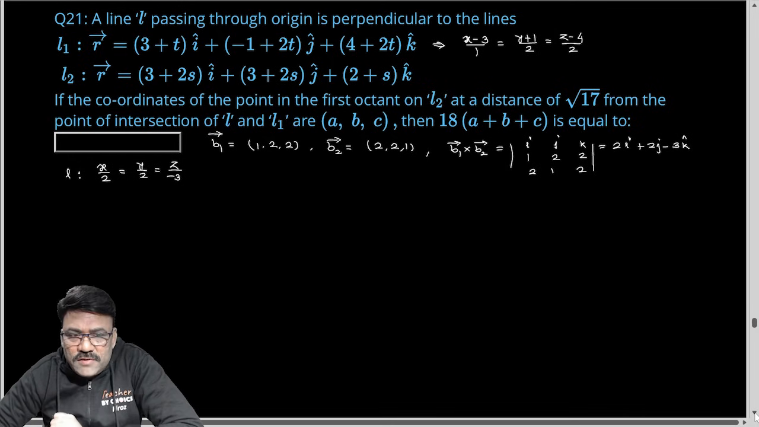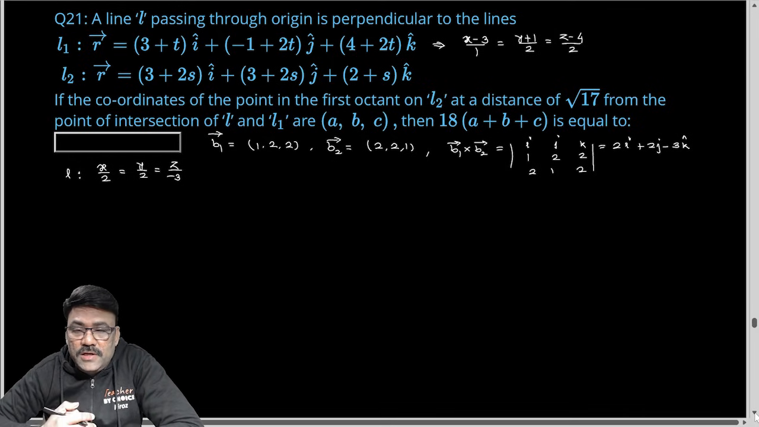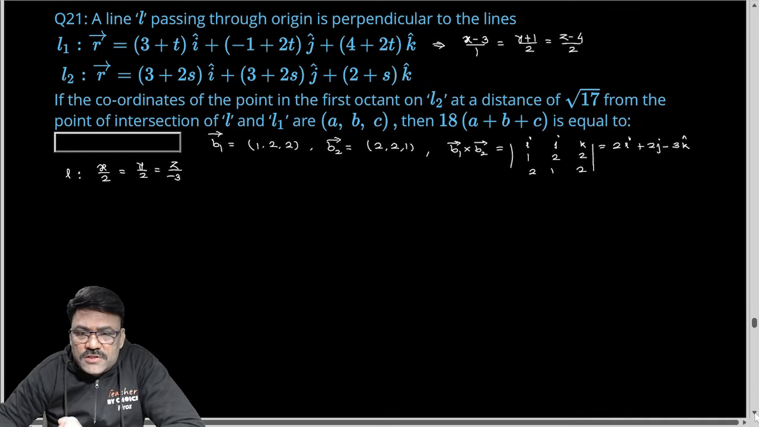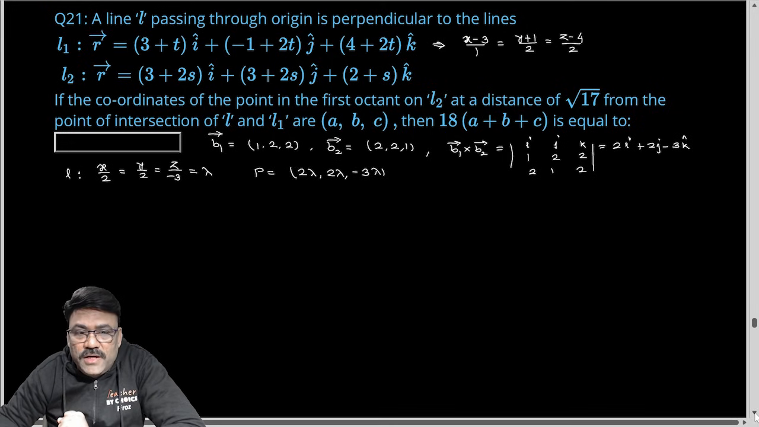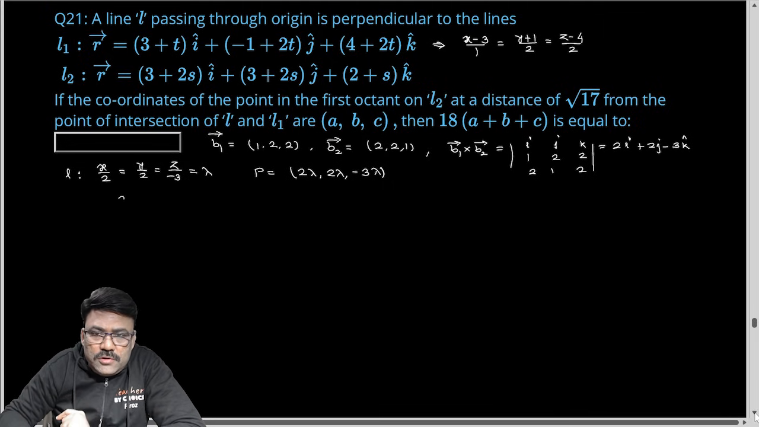Now I have to get the intersection of L and L1. Let's say the intersection of L and L1 is P. So point P I can choose on L in lambda form. P can be taken as 2 lambda, 2 lambda, minus 3 lambda. This P must satisfy the line L1 also. So just put this P point in L1.